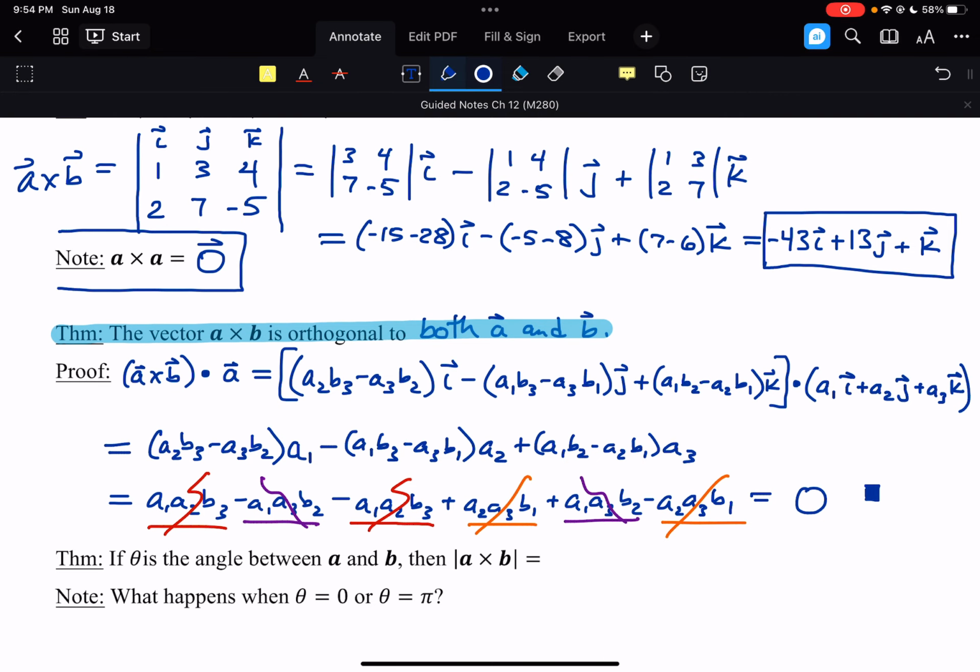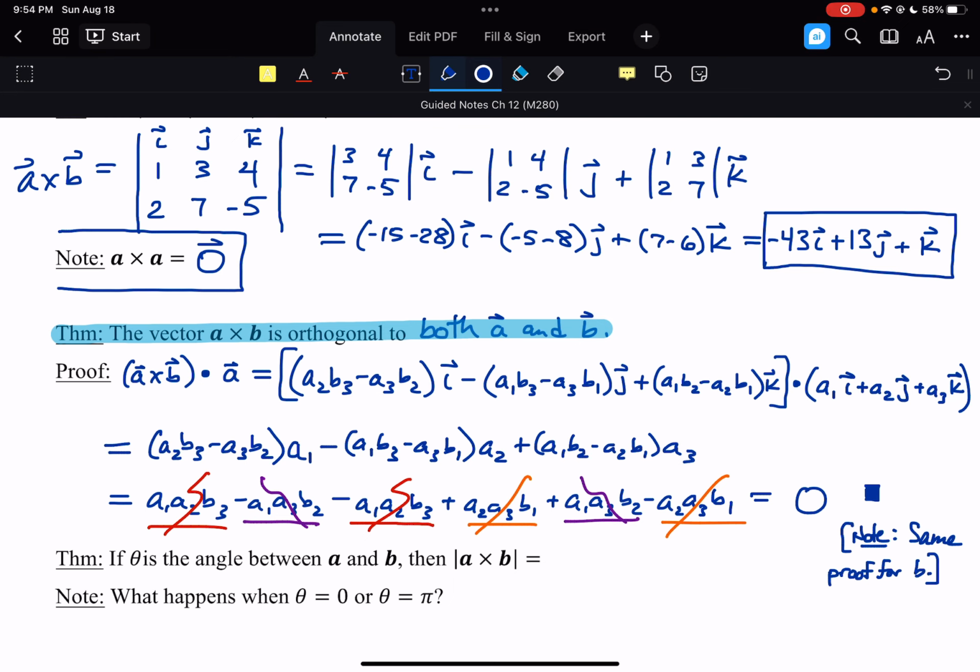And then I mentioned back at the beginning, we did this proof for A, but just as a note, it's the same proof for B. So if we were going to prove that A cross B is orthogonal to B, we would do essentially the exact same proof, just with B1, B2, B3 instead of A1, A2, A3.